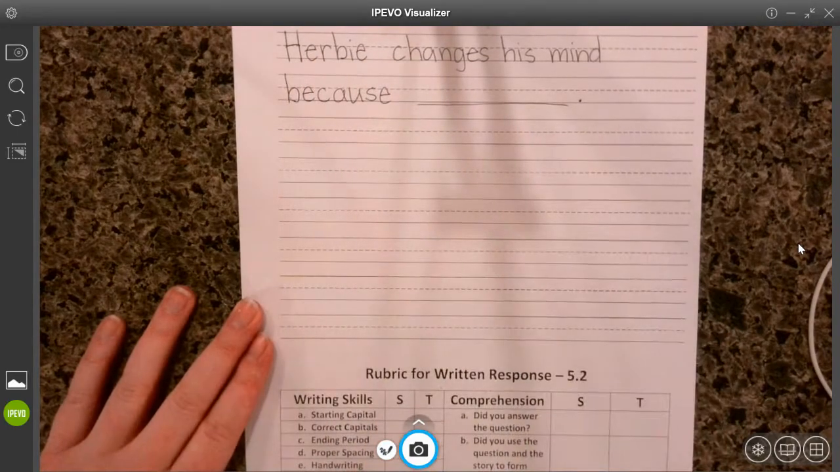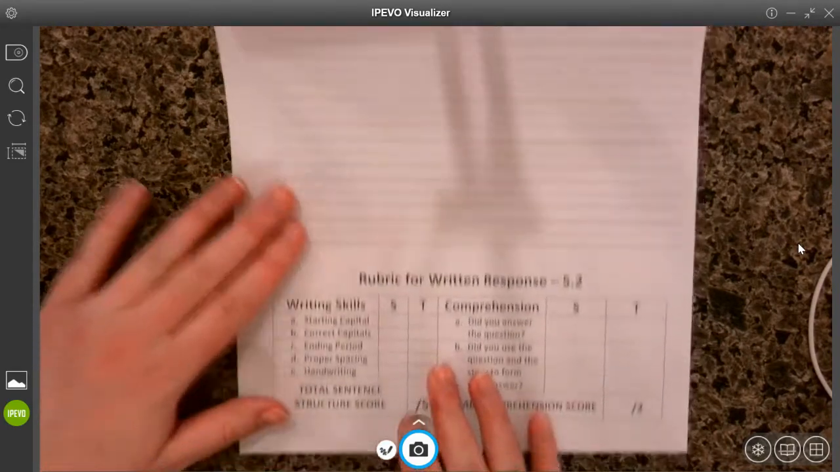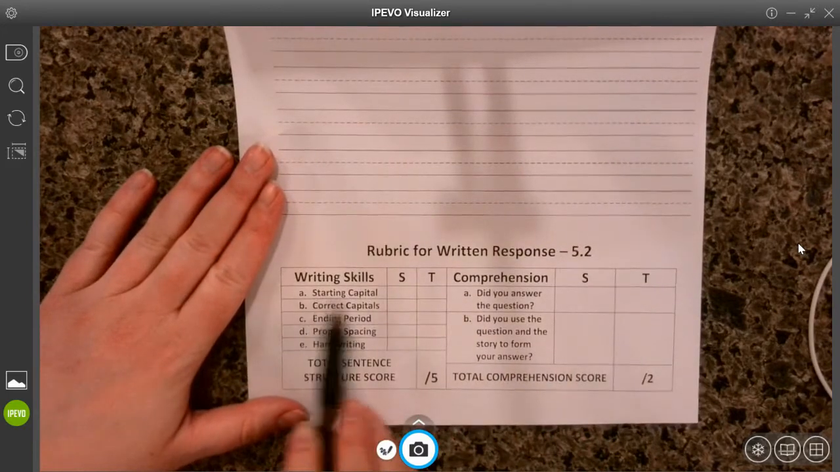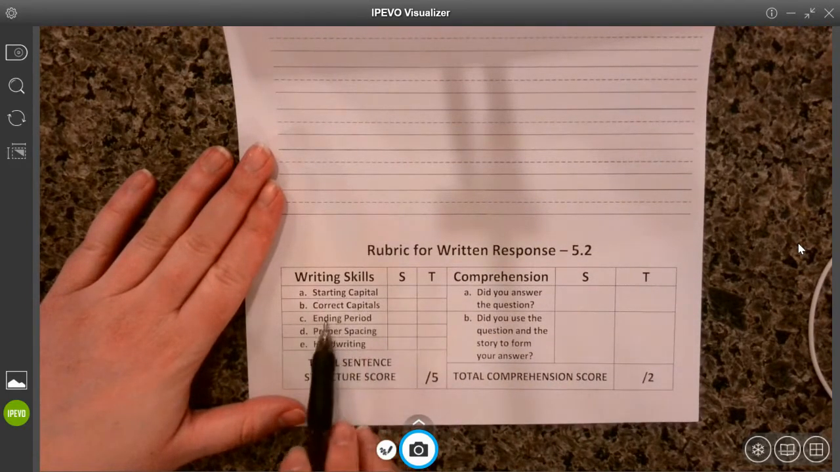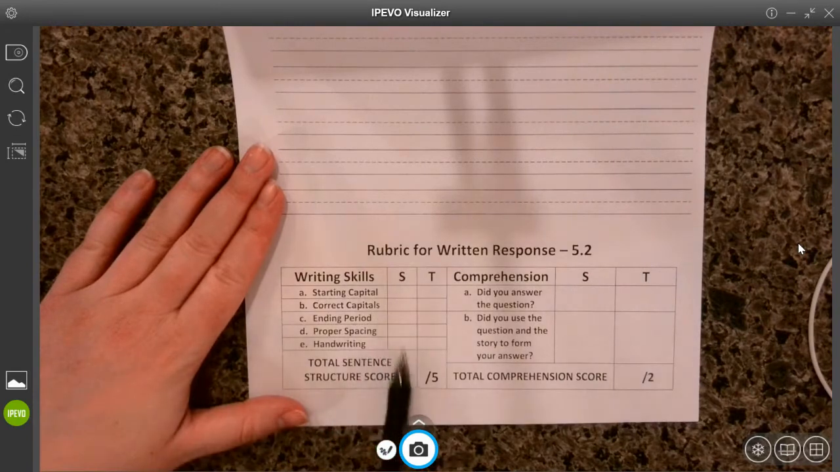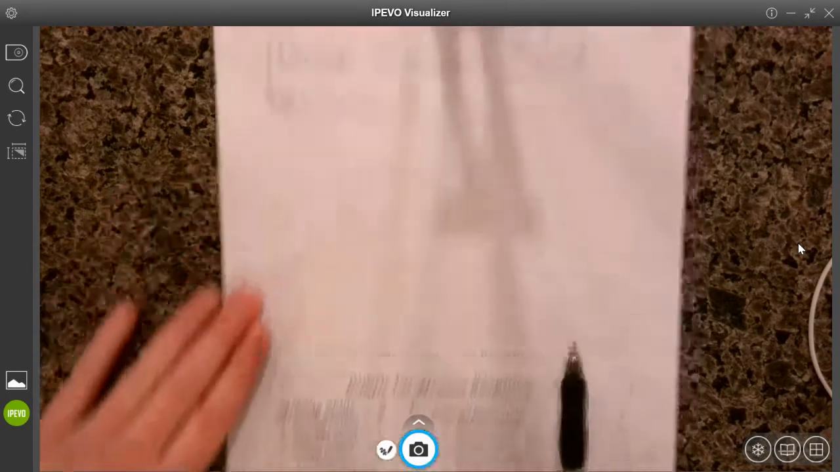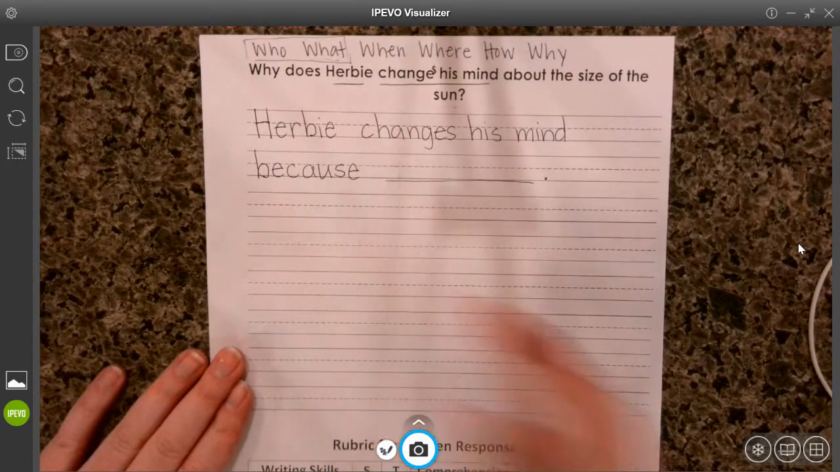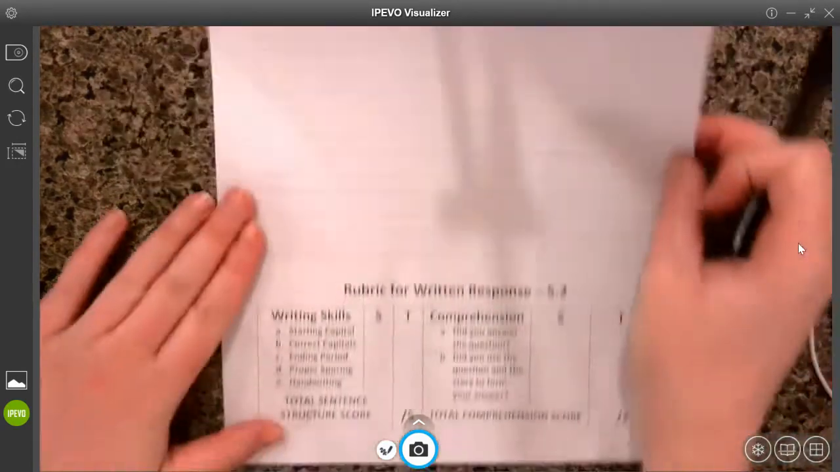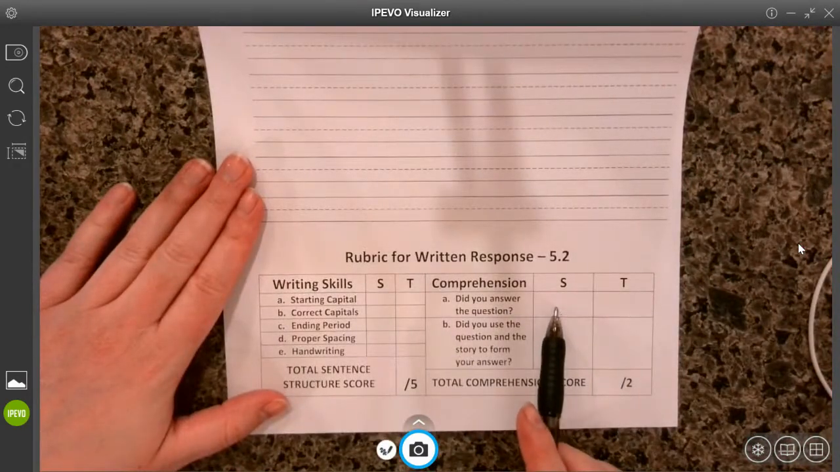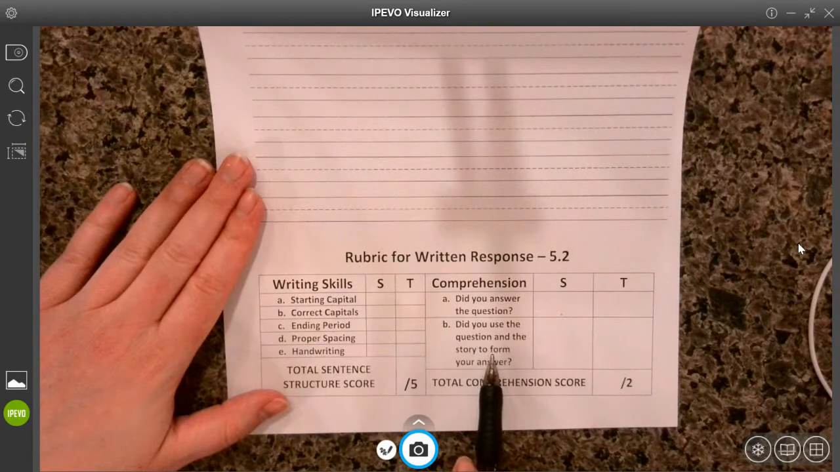Remember, after you write your sentence, you're going to want to come down here and think if you have all the things you need. Do you have the starting capital, correct capitals, ending period, proper spacing, and handwriting? Look for all of those things. S is for student. You can put your check mark to say which ones you have. Did you answer the question? If you leave it like this, you haven't answered the question yet. So you'll need to make sure that you answer the question, put a check mark, and did you use the question and the story to form your answer? I hope so. I hope you're getting your ideas from the story, okay?